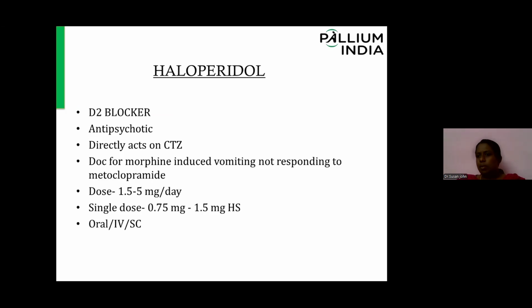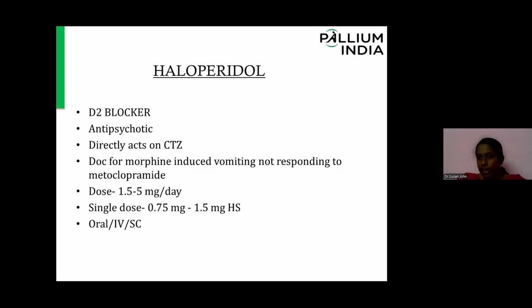Next thing is a little bit about haloperidol. Haloperidol is a D2 blocker. It is also an antipsychotic, and it mainly acts on the CTZ receptors. So it can be used for morphine-induced vomiting which is not responding to metoclopramide.